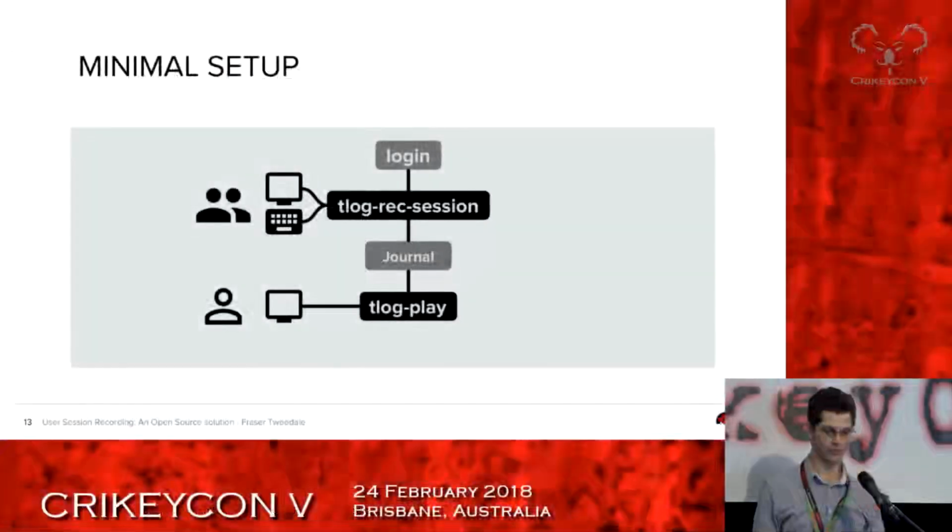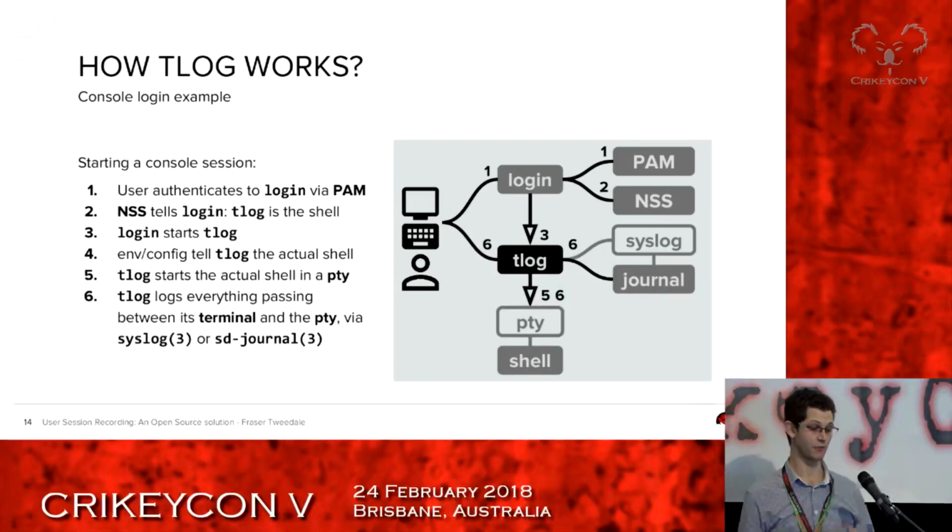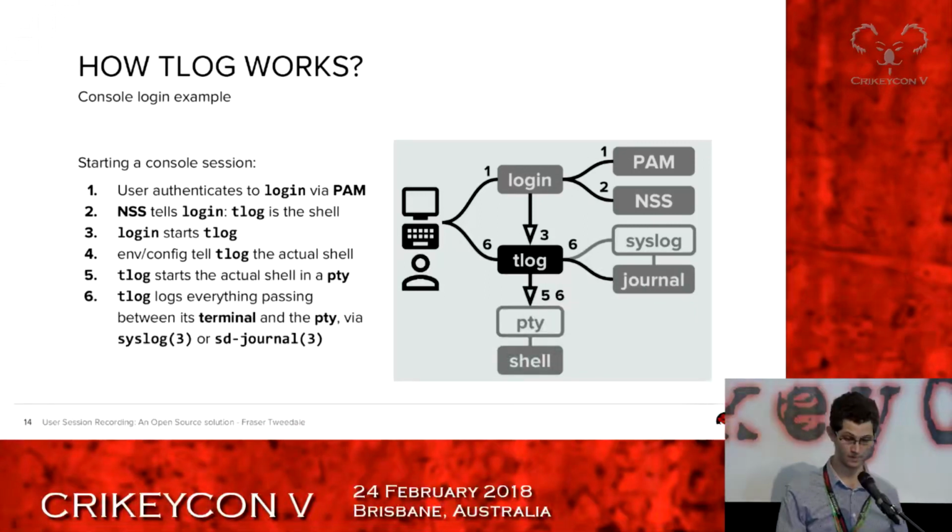So the minimal setup: the login program invokes tlog-rec-session. That can record to whatever sort of recording output format you want, the journal, syslog, or just a flat file, and then later tlog-play can play that session back. How it works: the user authenticates to the login program via PAM. The NSS, the name service switch, tells login tlog is this user's shell. Login starts tlog. Tlog looks in the environment and falls back to static configuration to work out what shell program to actually invoke for the user.